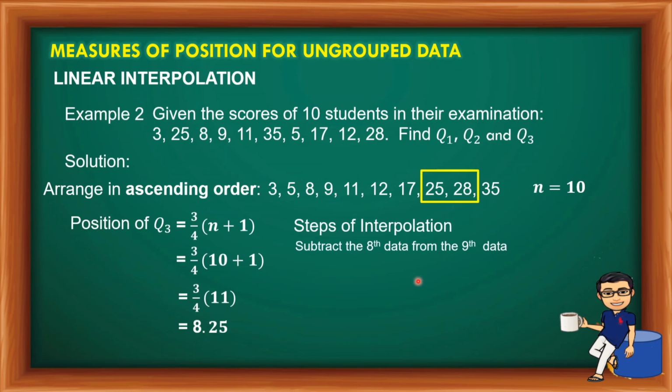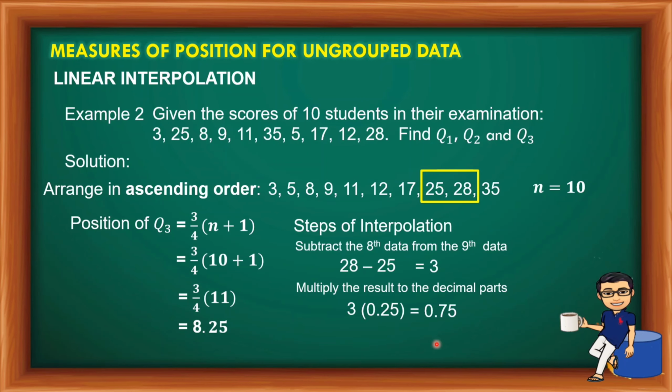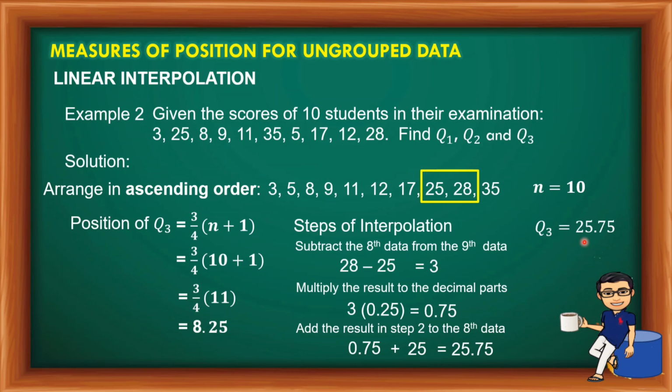So, using the steps of interpolation, so 8th data from 9th data, subtract. So, we have 28 minus 25, answer is 3. Then, multiply the result to the decimal parts. So, ang result natin ay 3. Decimal part is 25 hundredths, equals 75 hundredths kapag minultiply ito. Hence, add the result, which is the 75 hundredths plus yung mababa sa dalawa, which is 25, equals 25 and 75 hundredths. So, yun yung ating magiging quartile 3.